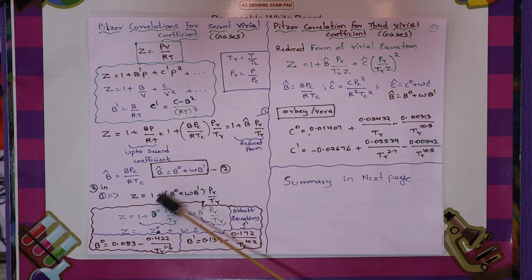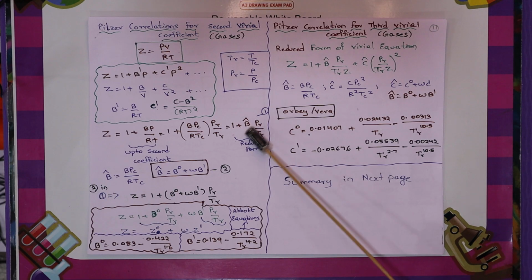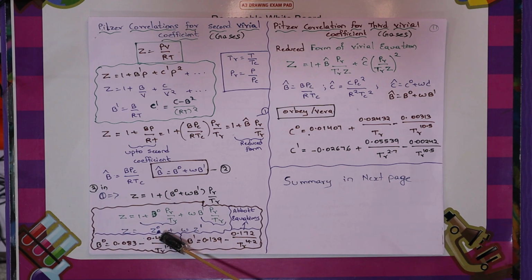And B cap is nothing but B naught plus omega into B dash, but if you expand that, 1 plus B naught into PR by TR can be represented in terms of Z naught, and omega B dash PR by TR can be used as a Z dash. If you remember, this kind of correlation is called a 3-parameter theorem. That means Z can be estimated if you know Z naught and Z dash.